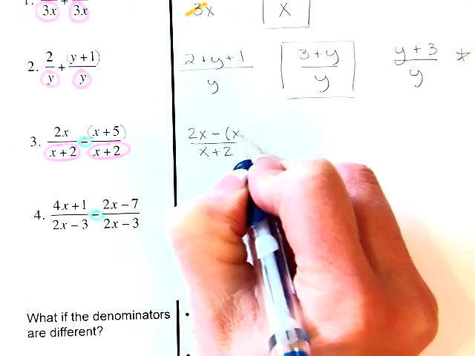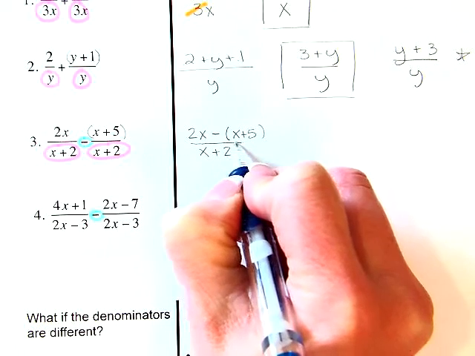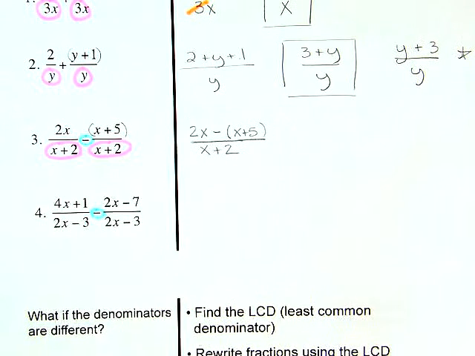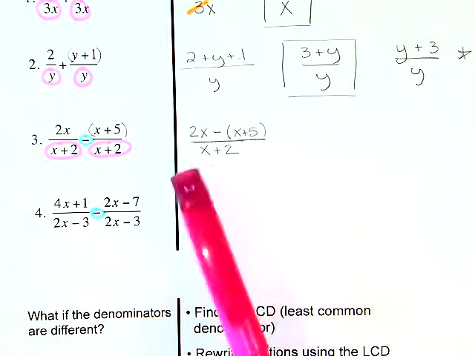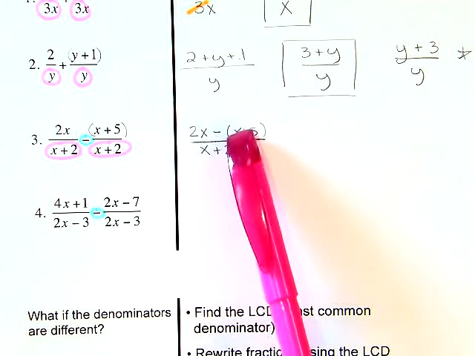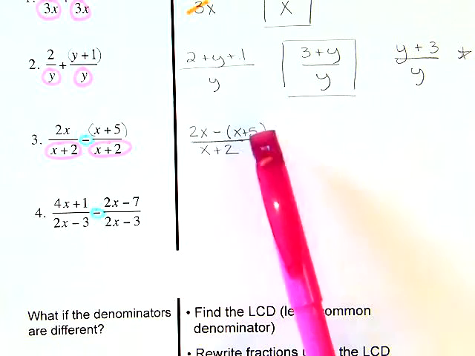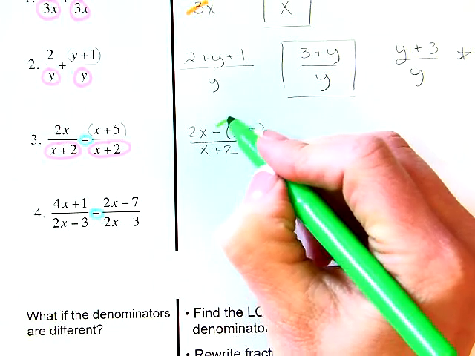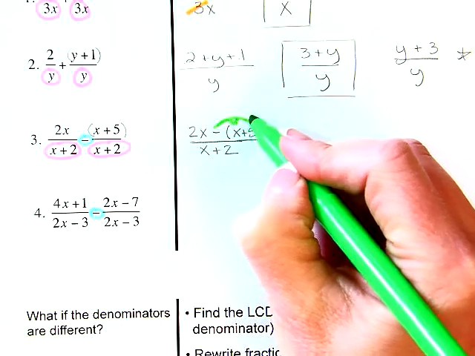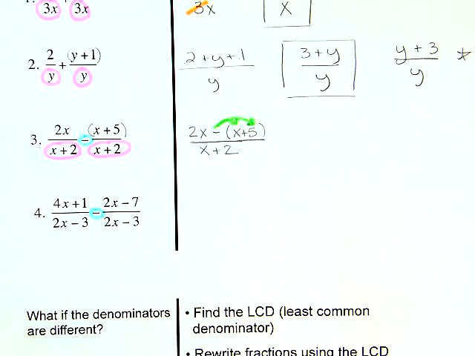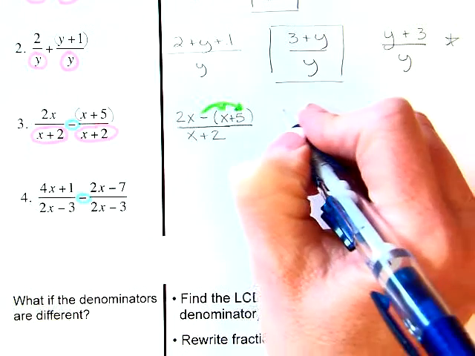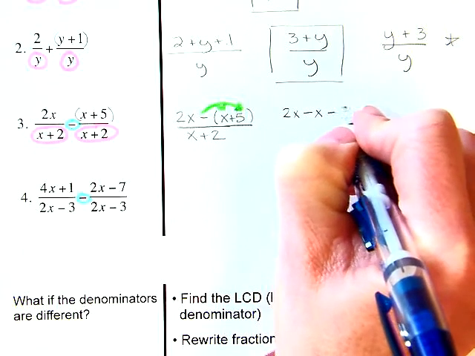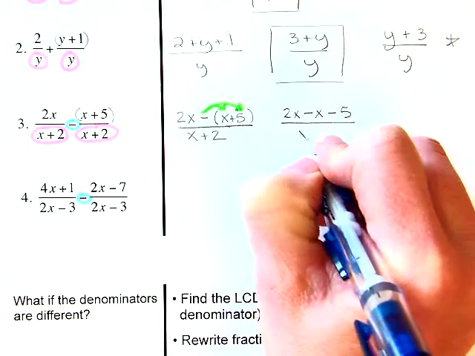And so that's what it looks like right now. So what you have to remember is you have to distribute that negative into both of these pieces in the binomial. So I'm going to do this. We're going to distribute. And so now what our numerator actually looks like is this. 2x minus x minus 5 all over x plus 2.